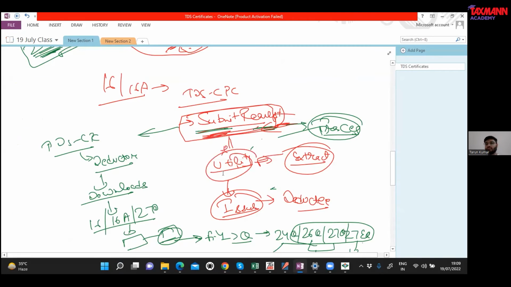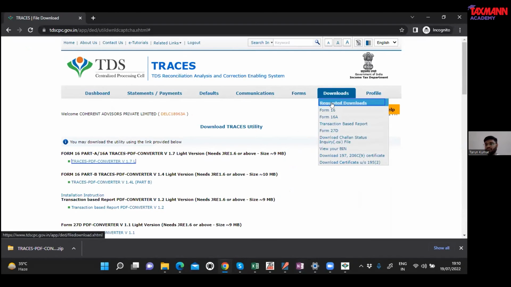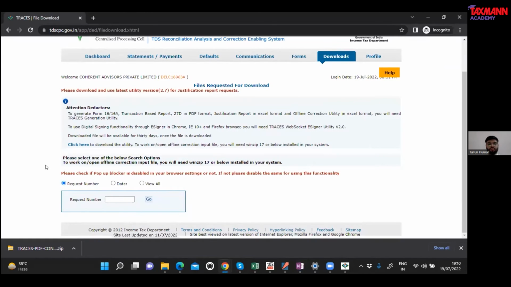The first step was submitting the request, then downloading the utility through which these TDS certificates will be extracted. So this is the utility part which we have understood. Now I'll come to how to extract and issue those certificates. I need to go again to the download section and requested downloads. While submitting the request, a request number was generated. You can mention that request number here and click on Go. It will show the status of your request for downloading those Form 16.